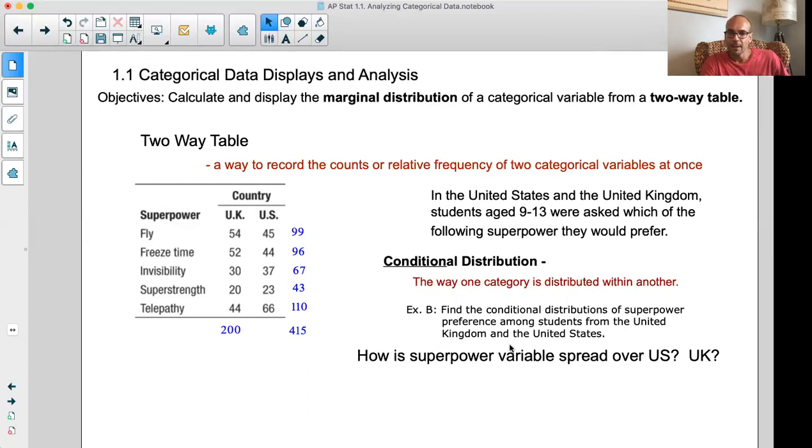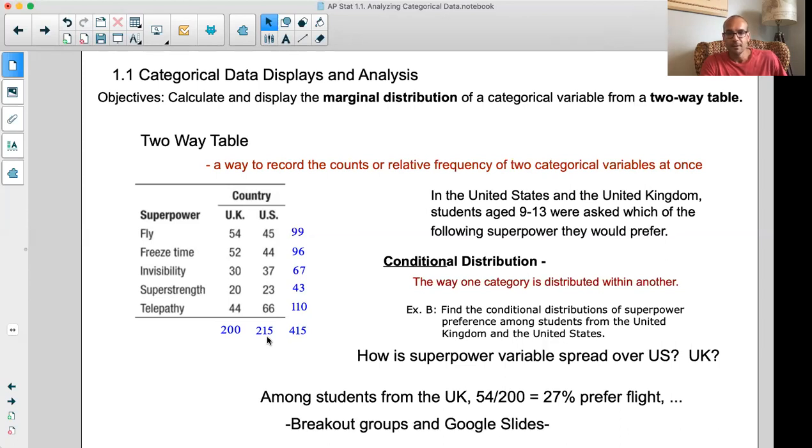Because if we're doing how the variable superpower is spread over the United States, I'm going to start this for you, and then you are going to continue it in our classwork. So if we were doing this for the US or the UK, let's see, there's 54 who liked flight among the 200 for the UK. There were 45 who liked flight among the 215 for the US. So we would say 27% of the UK preferred flight, and then 45 divided by 215, that percentage of the US preferred flight, and you would keep going from there.